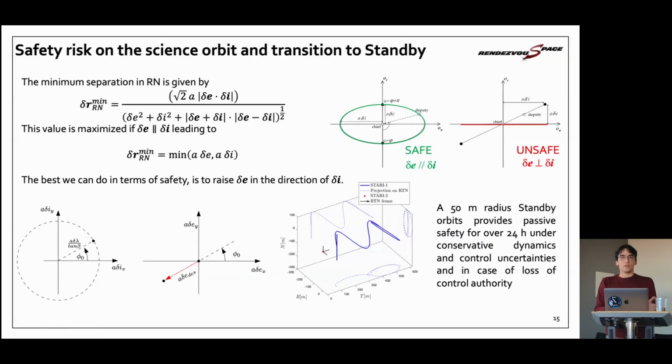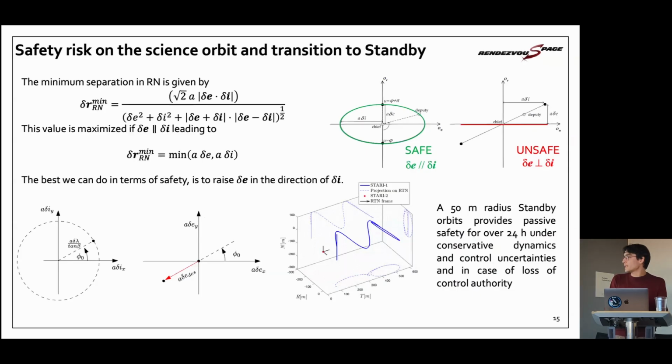So when we are on the science orbit during the science phase, we need to cooperate with a reactive safety mechanism, and we will talk about this in a second. However, we want to reduce to the utmost the amount of time that we spend in this orbit. And so to do that, we design a standby orbit that is essentially achieved by increasing the eccentricity vector in the direction of the relative inclination vector. This parallel condition between these two vectors is what actually enforces the passive safety.